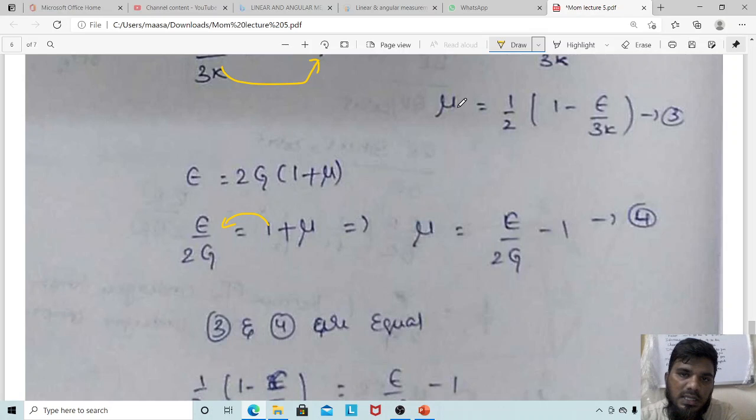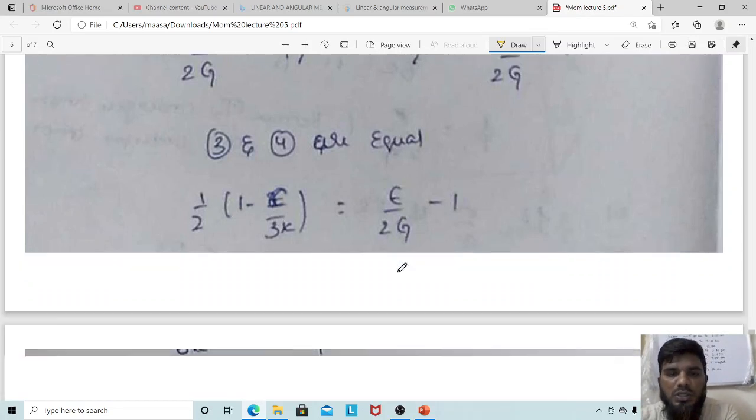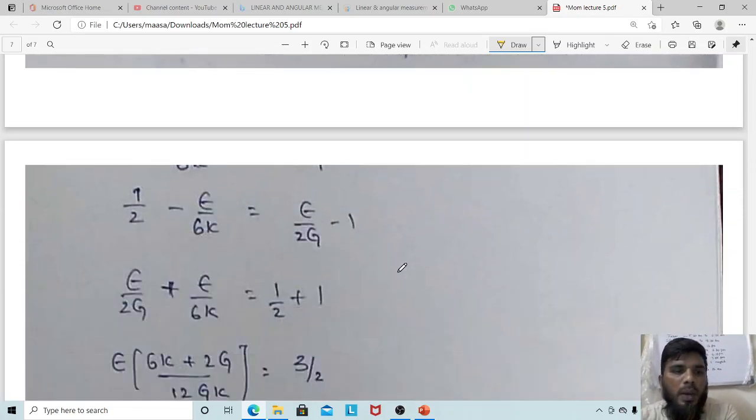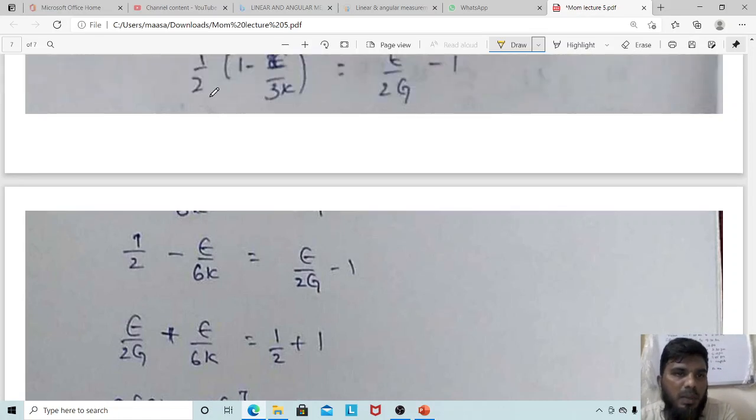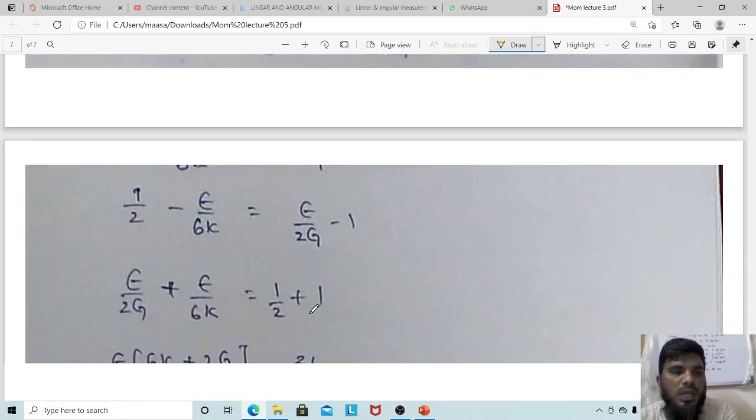But see here, this is also mu, this is also mu. If these two are equal, obviously the right sides should be equal. So I am equating 1 by 2 of 1 minus E by 3K to E by 2g minus 1. I am multiplying this 1 by 2 here: 1 by 2 into 1 is 1 by 2, minus 1 into E, 2 into 3K, 6K, correct? So I am going to get this equal to E by 2g minus 1.